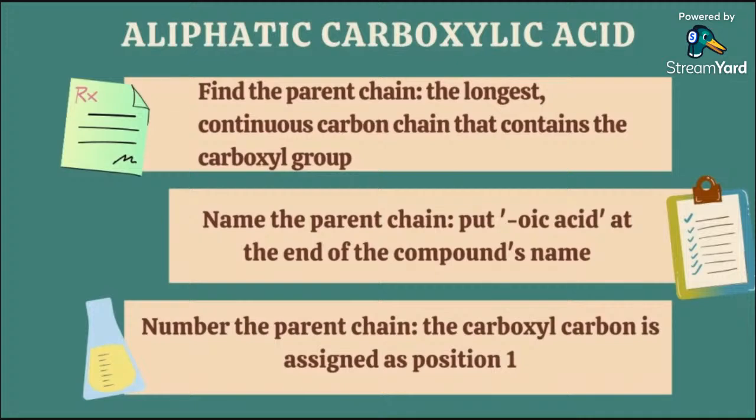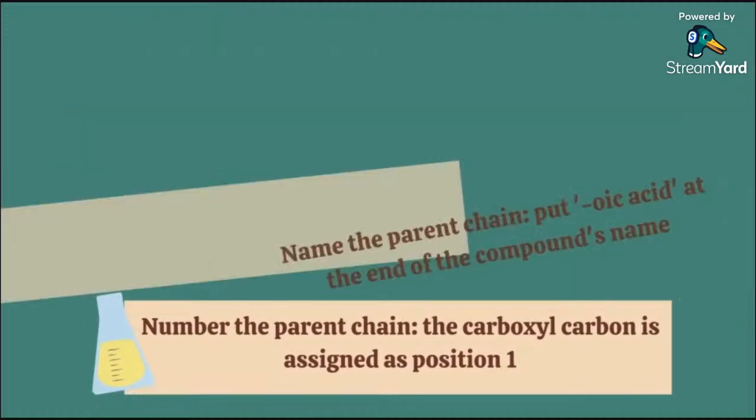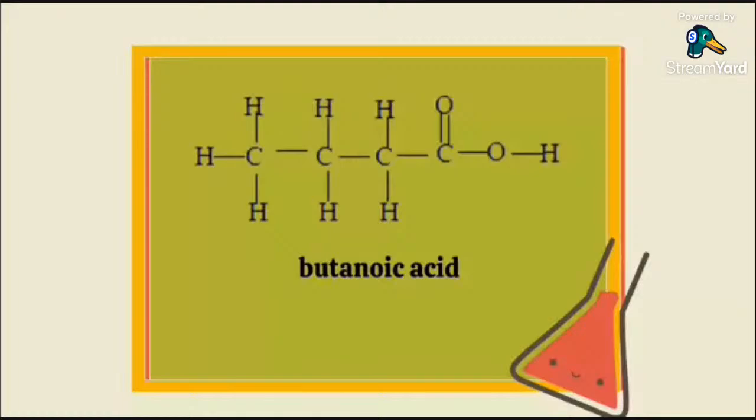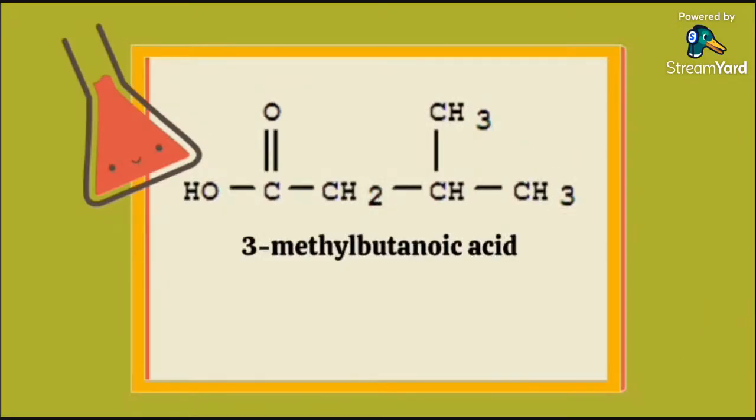For aliphatic dicarboxylic acid, if 2 COOH groups are present, the compound will be named as alkane dioic acid. For example, pentane dioic acid has 2 functional groups. The same goes for 3-methylhexane dioic acid. It also has 2 COOH groups.